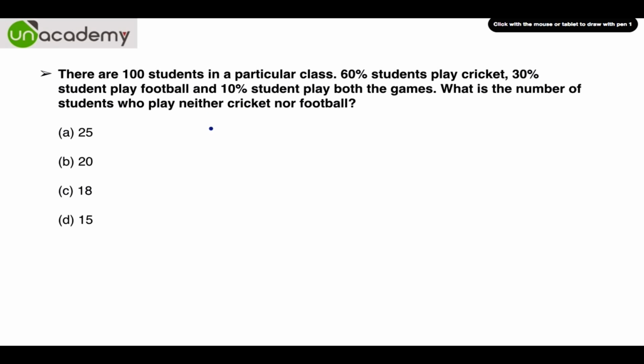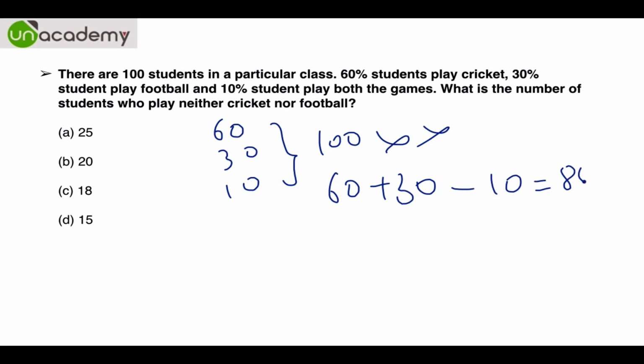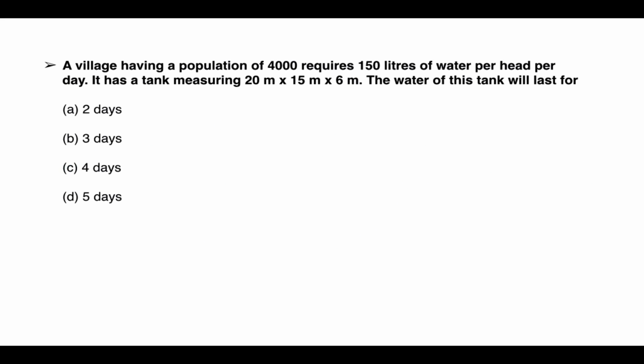There are 100 students in a particular class. 60% play cricket, so 60 students play cricket, 30 play football, 10 play both the games. So the answer is 100 of them play either of them? No, this is wrong logic because there is an overlap. So 60 plus 30, since those who play both are added twice, 10 has to be reduced, so it will be 80. So 80 students play both the games or either game. So 20 students play neither of the games. So the answer is 20.